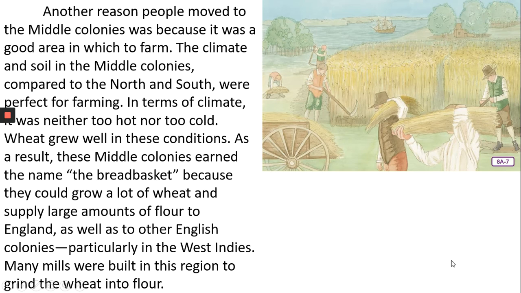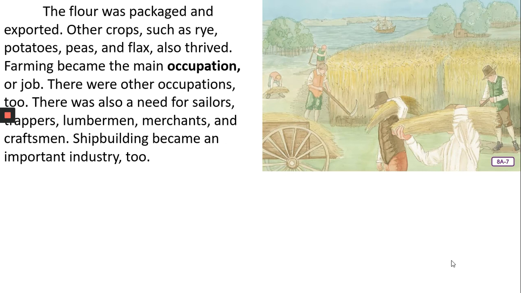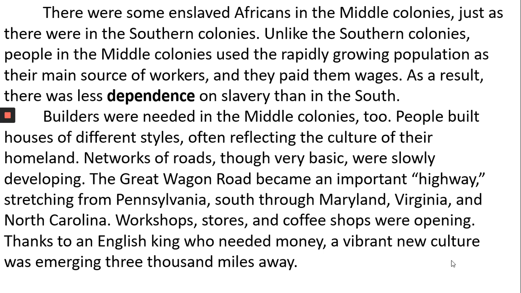Okay. So they supplied a lot of flour to England as well as to other English colonies, particularly in the West Indies. Many mills were built in this region to grind wheat into flour. The flour was packaged and exported. Other crops such as rye, potatoes, peas, and flax also thrived. Farming became the main occupation or job. There were other occupations too. There was also a need for sailors, trappers, lumbermen, merchants, and craftsmen. Shipbuilding became an important industry too.